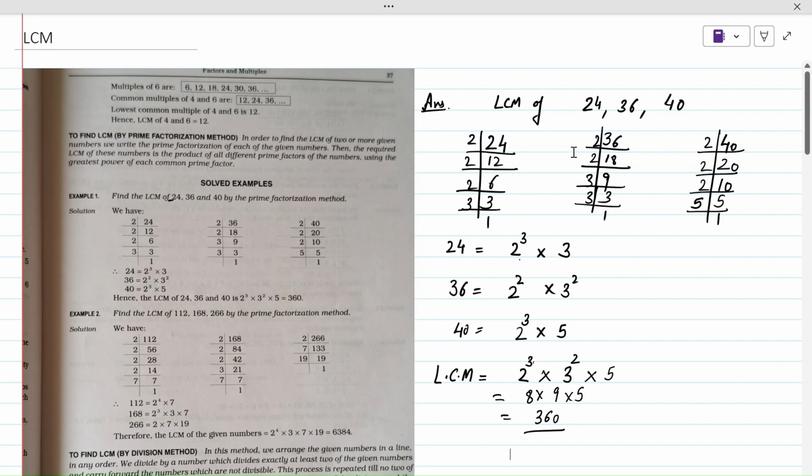And for 36, we have 2 times 2 and 2 times 3. So same has been written here. The next we have 40. For 40, we have 2 raised to the power 3 and 5.